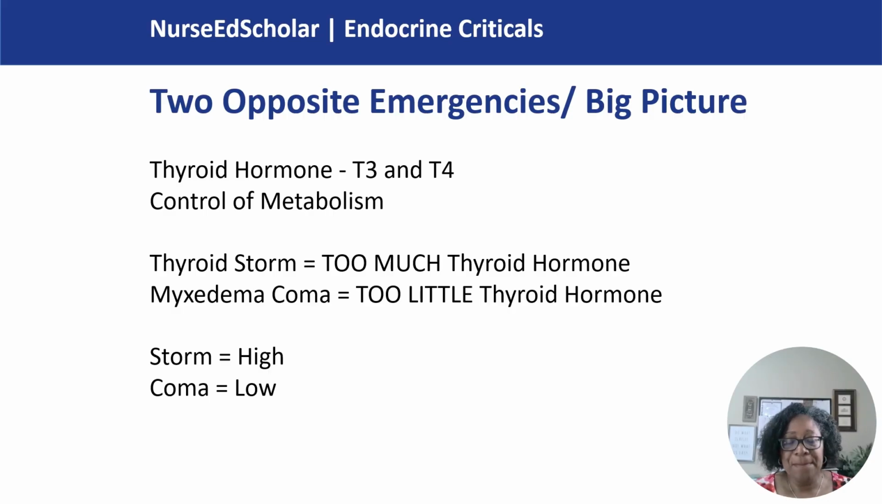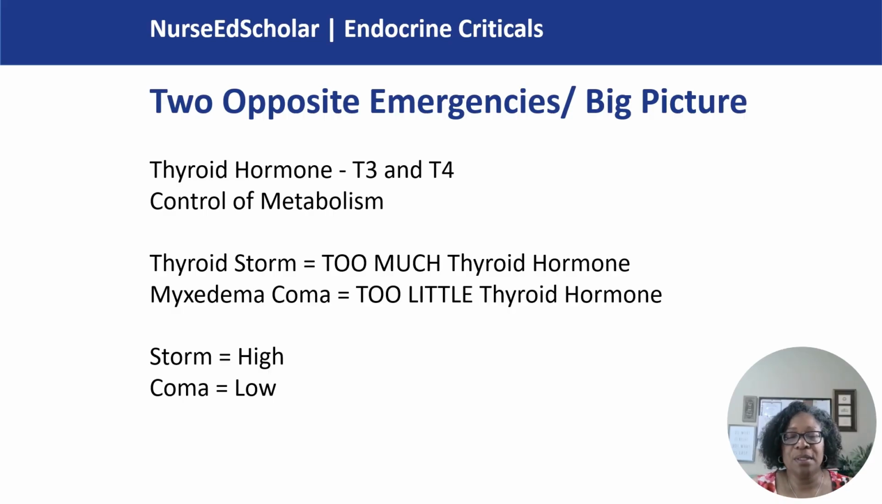And here's the key. Thyroid storm means there's too much thyroid hormone. Storm, just think of a storm. It's just so much stuff, right? Just so many things going on in a storm. And then myxedema coma, there's too little thyroid hormone. So think of coma. What do you think of? You think of a person in a coma just laying still, like no movement, nothing's going on.